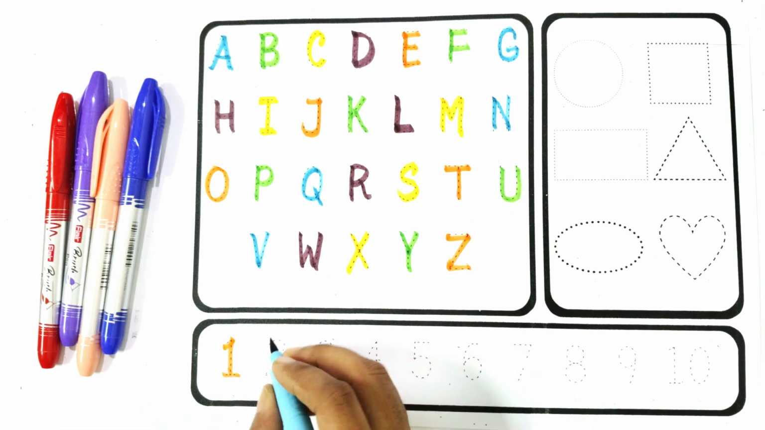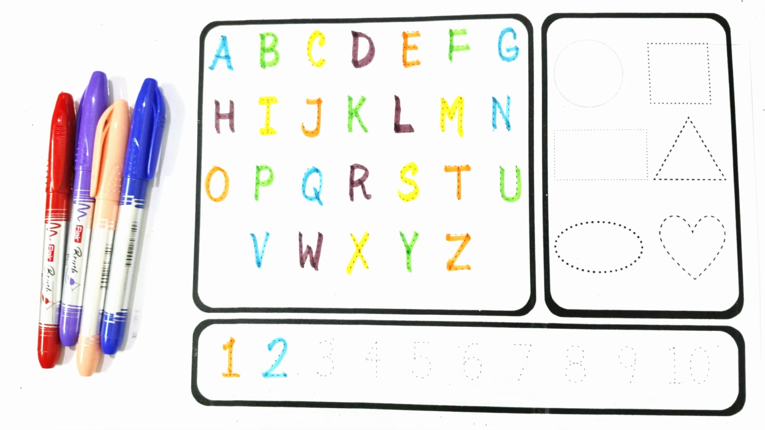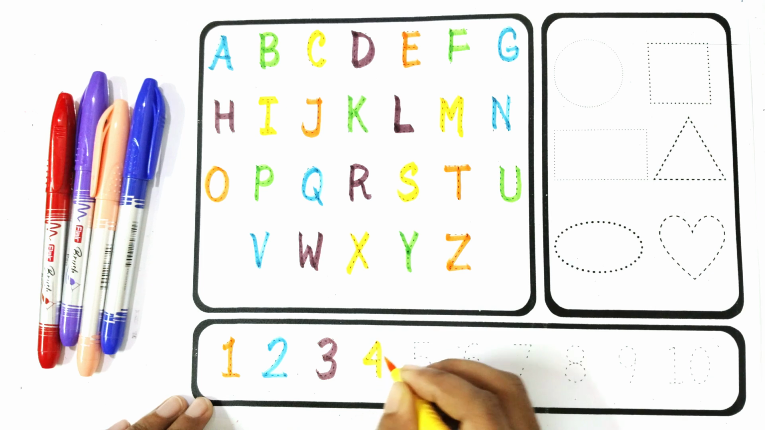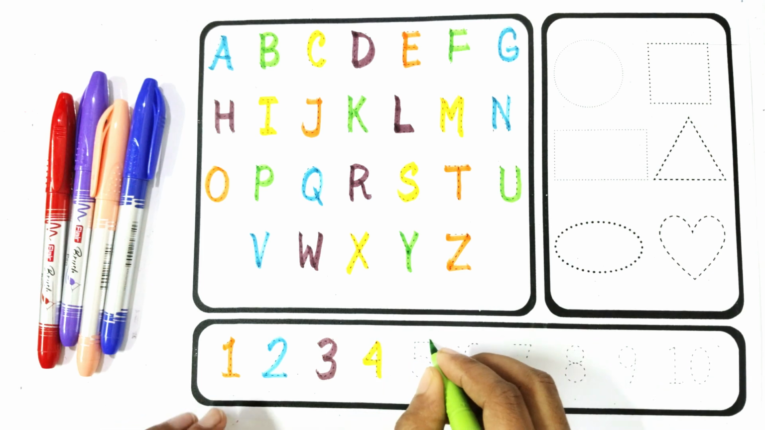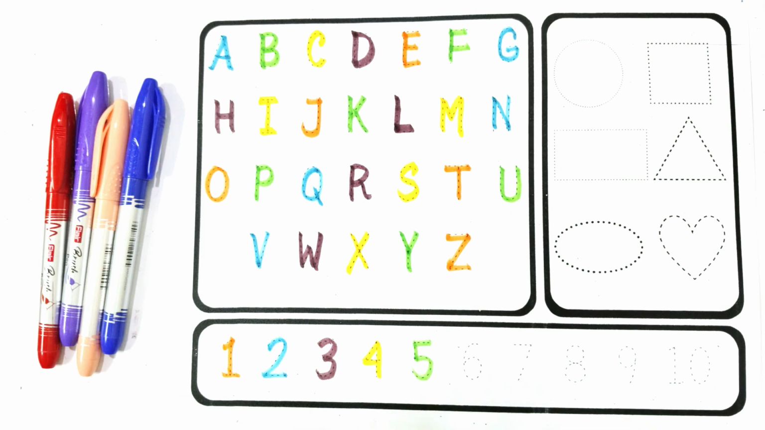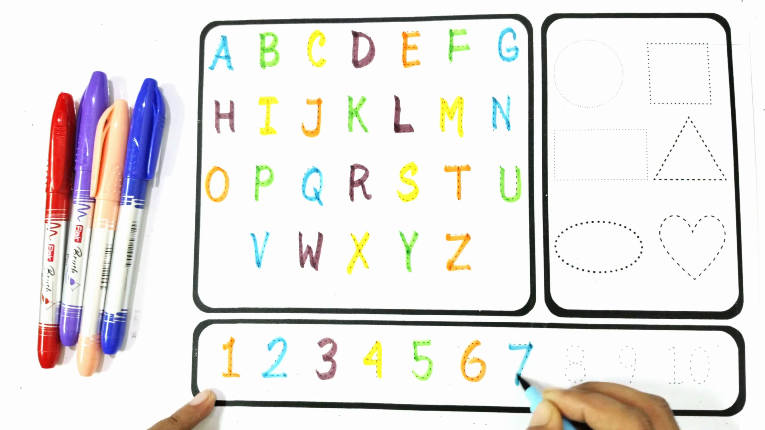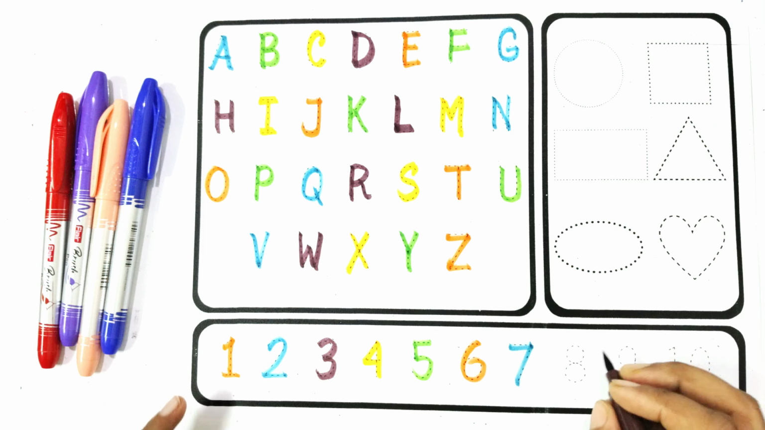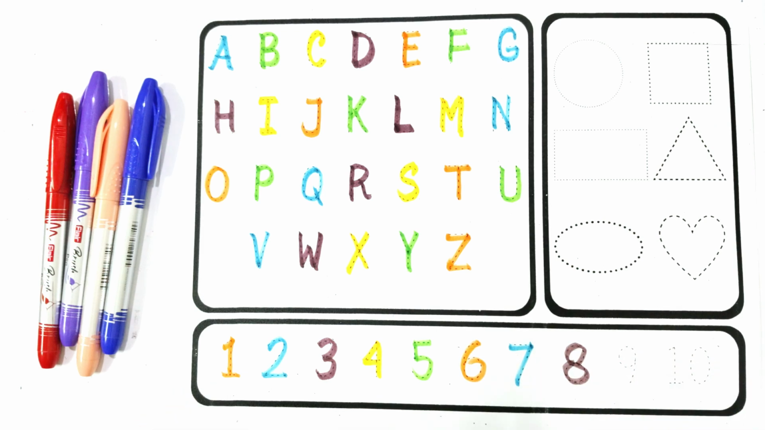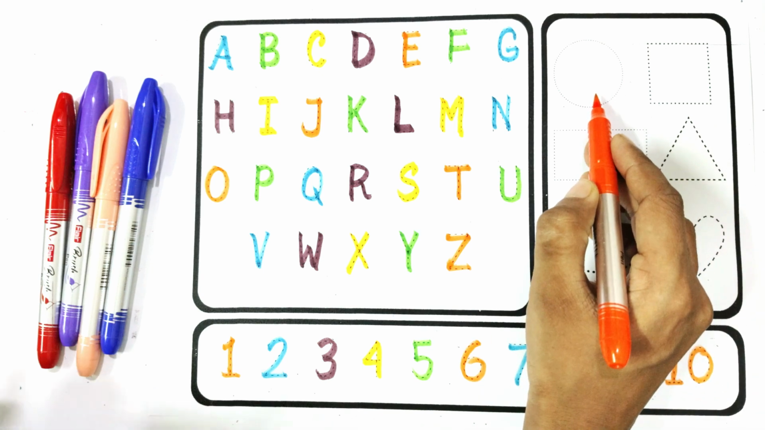1, 2, 3, 4, 5, 6, 7, 8, 9, 1 and 0, 10. Say with me shape name: circle.